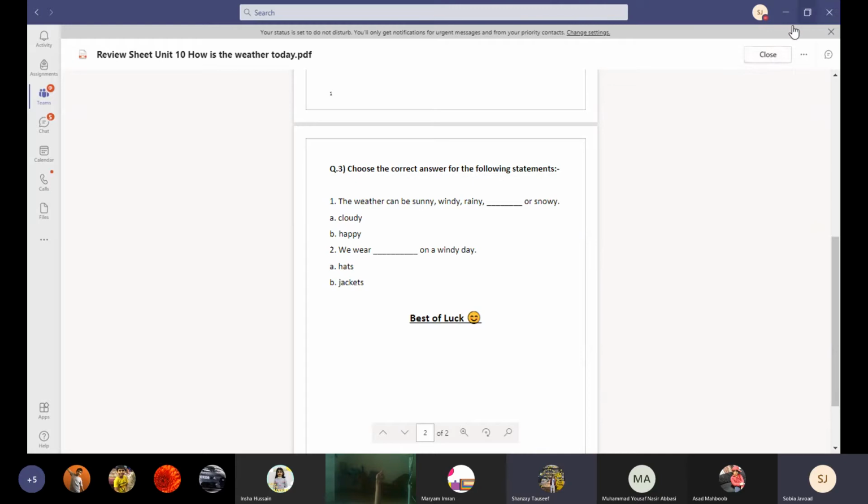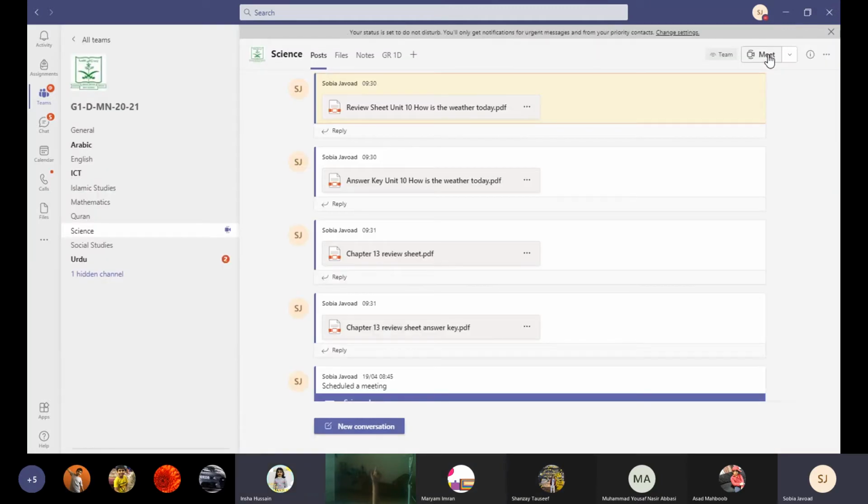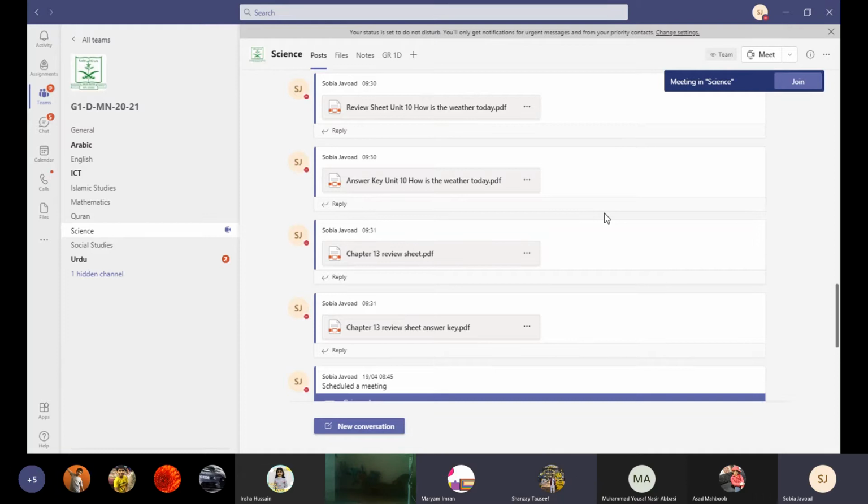It is dash at night because we cannot see the light from the sun. What is dash at night? Dark. Okay. Now, it is dash during the day because we can see the light from the sun. It is? Bright time. Right. We wear dash on a windy day. What do we wear? Jacket. Okay. We build a snowman on a dash day. Snowy day.